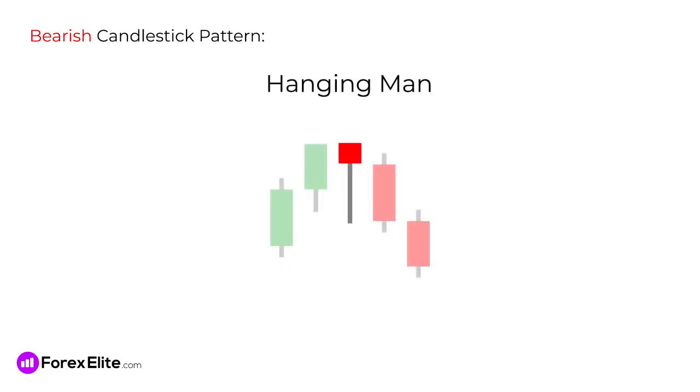Hanging man. The hanging man is a bearish candlestick pattern. The candle has a small body, a long lower shadow, and a small to no upper shadow. Also, the long lower shadow is usually at least twice the size of the body.